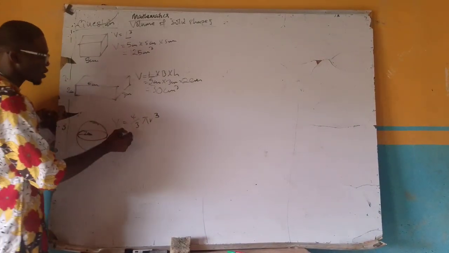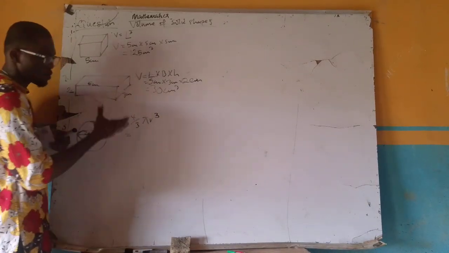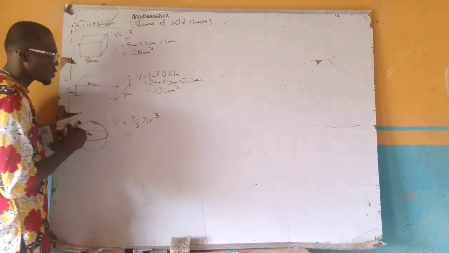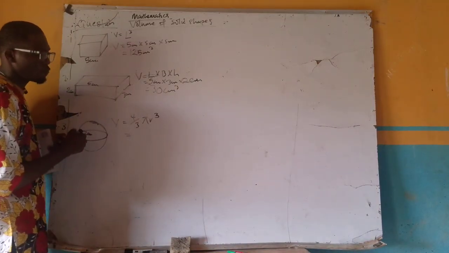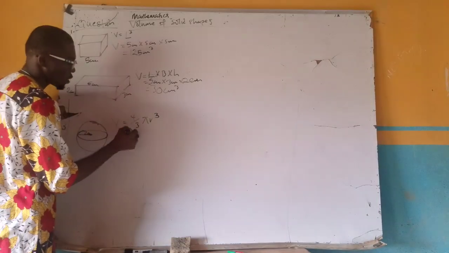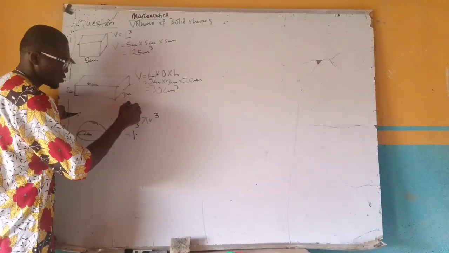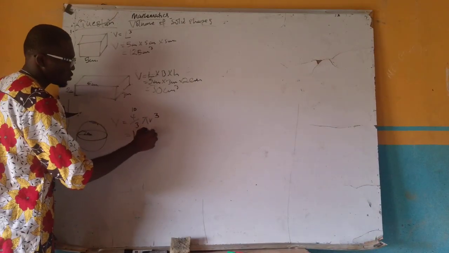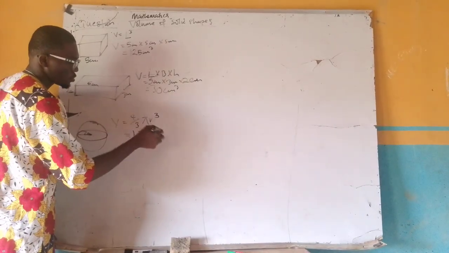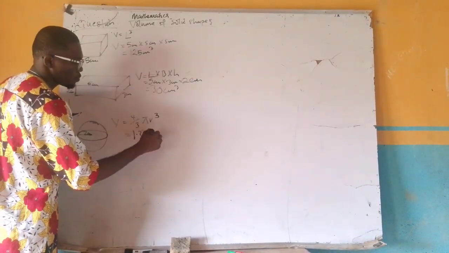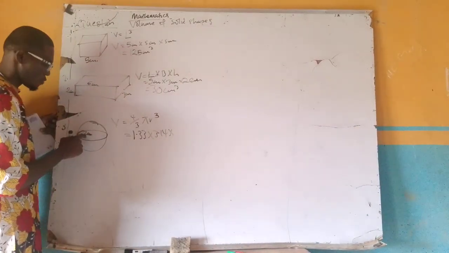For us to calculate this, it's better to change 4 over 3 to a decimal. 4 over 3 is simply 1 point. How many 3s can I find in 4? It is 1, with remainder 1. So that's 1.33 times what? You can press 4 over 3 on your calculator and you get 1.33. Then remember, we have 3.14 as pi, then times what? r here is the radius.